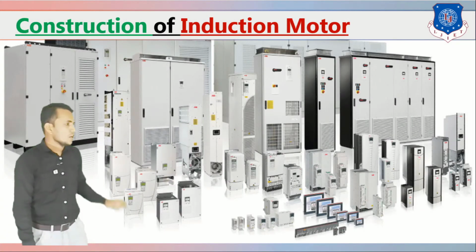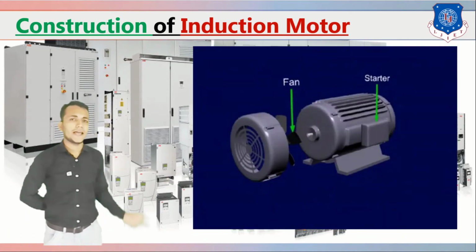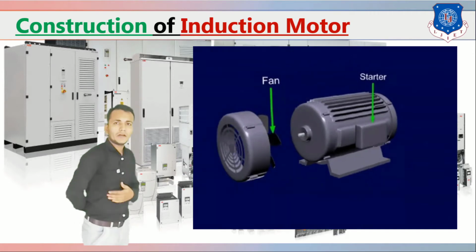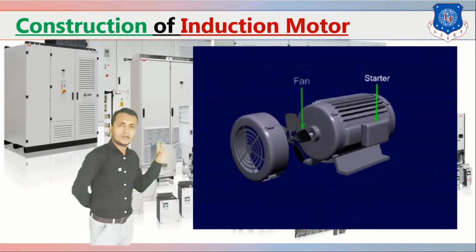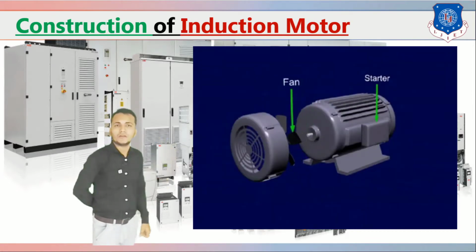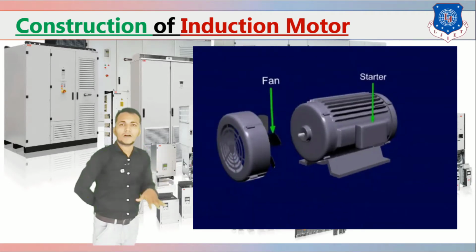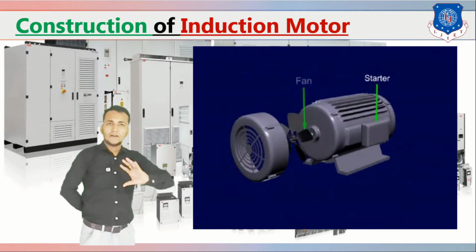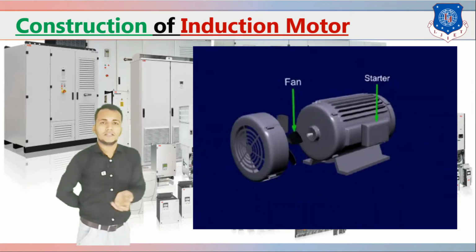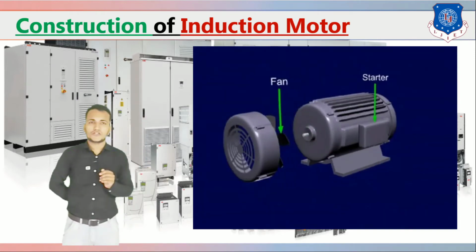Now if we look at the construction of the induction motor, in the animated view we have shown one AC motor. In this AC motor you can see the fan and stator. This part is shown in an animated view. Whenever there are windings in the motor, it is called an AC motor or induction motor. And whenever there are no windings in the motor, it is called a DC motor. So in this animated view you can see an induction motor.